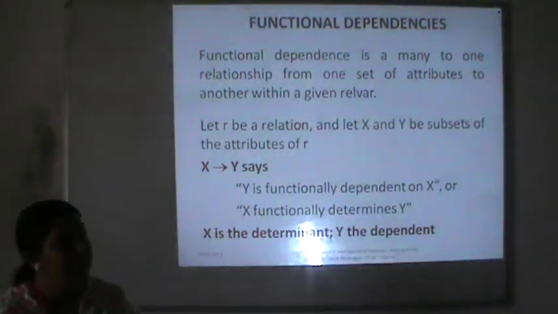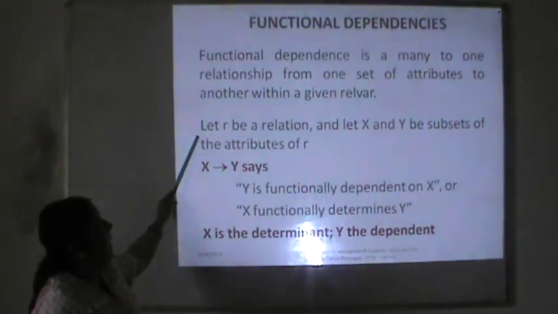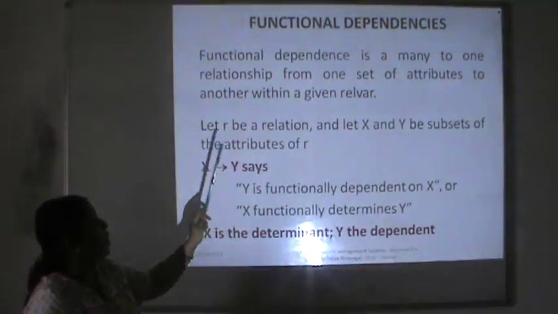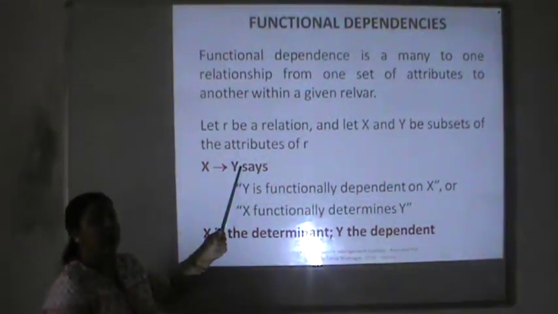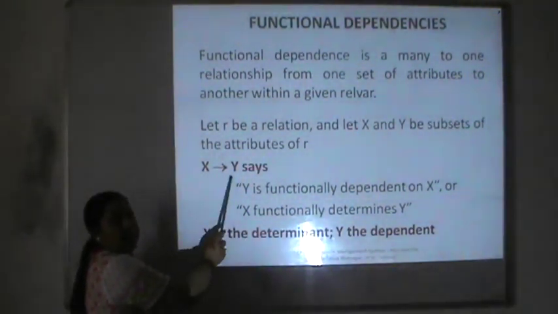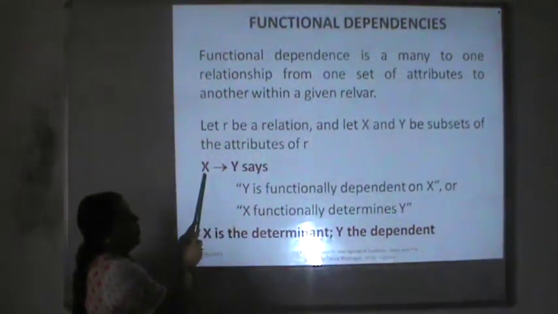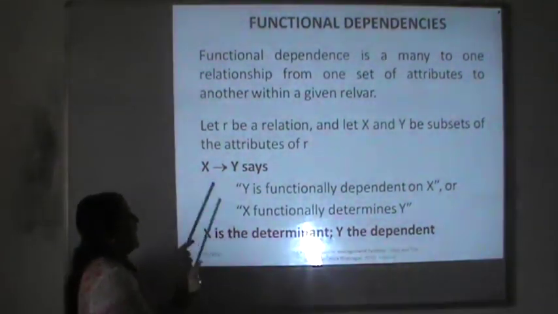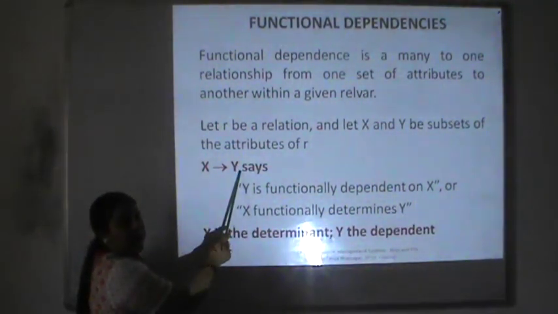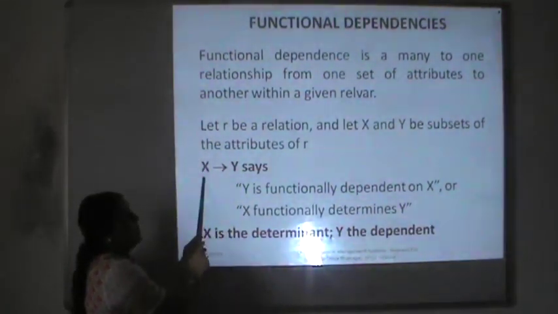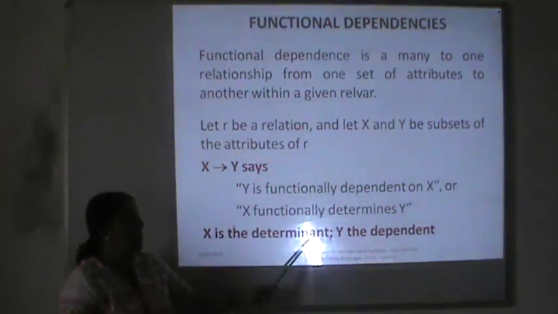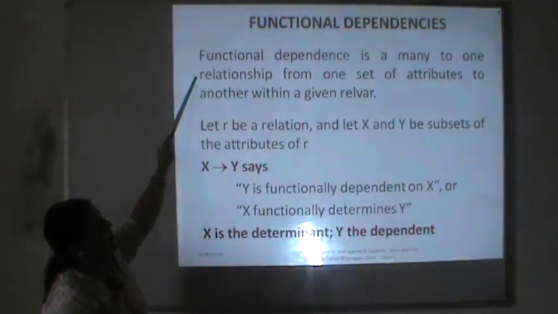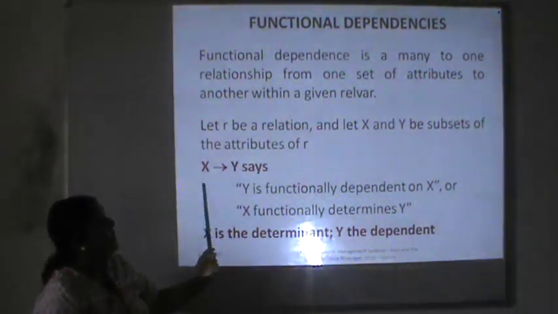Coming to functional dependencies, let R be a relation and X and Y be subsets of the attributes of R. X determines Y says that Y is functionally dependent on X. So this is the functional dependency existing between X and Y. It means that Y's value is dependent on the value of X. Or we can say that X functionally determines Y. X determines Y or Y is dependent on X. So X is the determinant and Y is the dependent. So functional dependency is a many-to-one relationship from one set of attributes to another within a given relation.